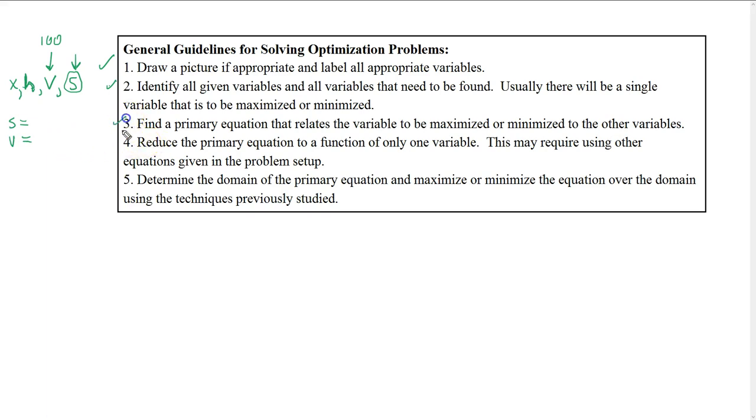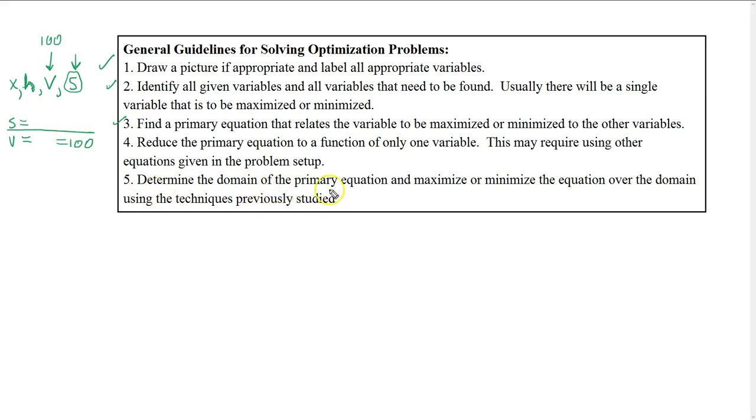Then step 4, you want to reduce the primary equation to a function of only one variable. This may require using other equations given in the problem setup. So remember, that's when we took the s and got rid of the h variable inside of it by setting our v equation equal to 100 and solving for h in terms of x. And then we substituted into our s and turned the s equation into just an equation with one variable.